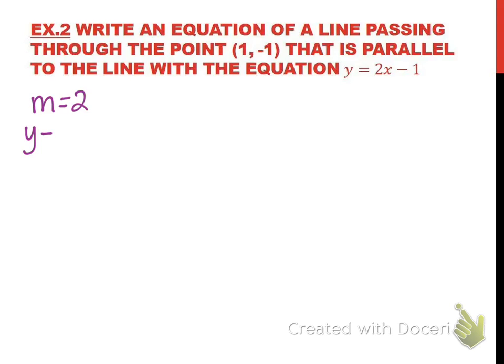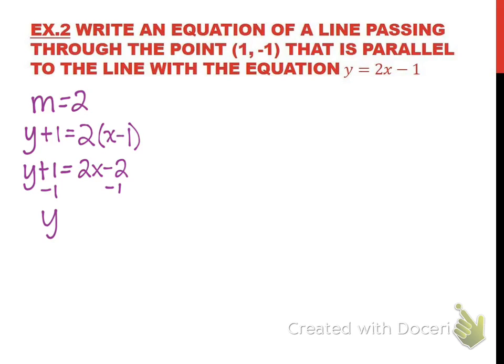Negative 1. Subtracting a negative means I'm really adding. So I'll put y + 1 = 2, my slope is 2, so I'll plug that in, (x - 1). So this is the point slope form of that line, but I want it in slope intercept form. What do you think I need to do with what we have here? Distribute the 2. y + 1 = 2x - 2, and then subtract 1 to get y all alone. y = 2x - 3.